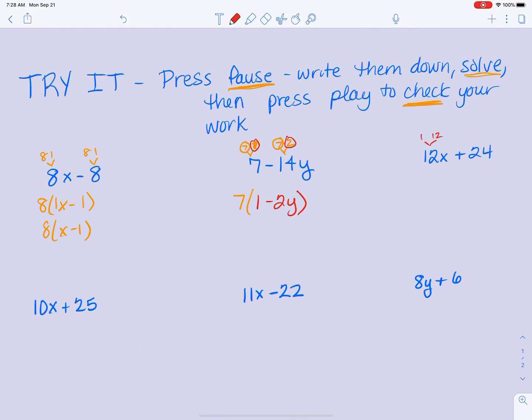Okay, factor these. 1 and 12. 1 and 24. 2 and 12. So the factor that we're going to use is 12. And then this is left with 1x plus 2. Or 12 times x plus 2.